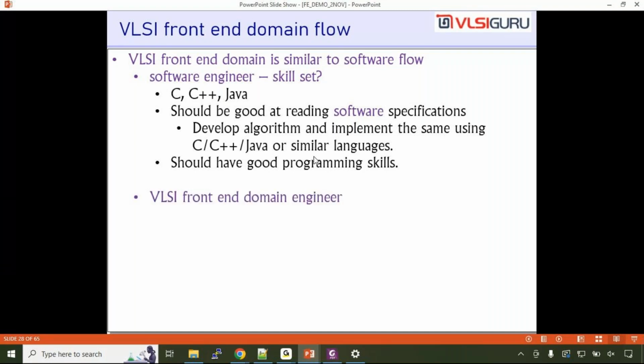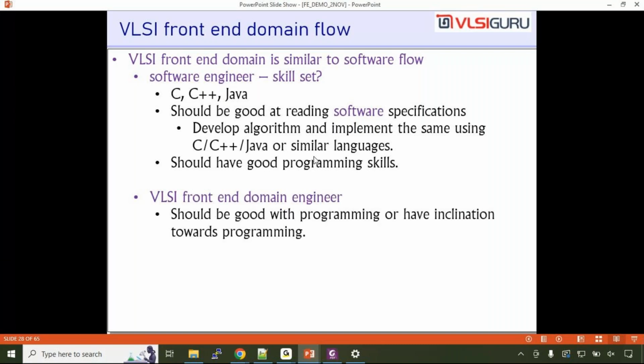A VLSI front-end domain engineer should be good with programming or have an inclination towards programming. Someone who wants to get into front-end domain should be good with programming, or should have the inclination. You don't need to be an expert. Let's say you ask me, I want to join front-end training, should I be an expert in C programming? No need. You should be good. You should have the inclination that okay, I can learn programming. That confidence level you need.